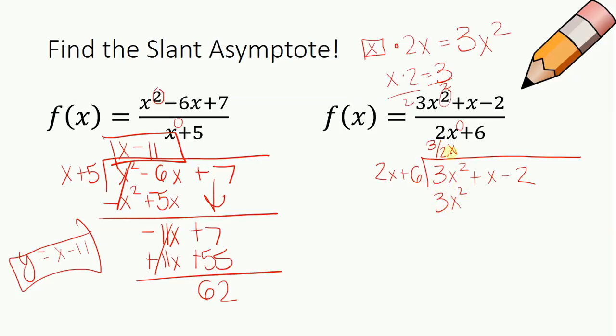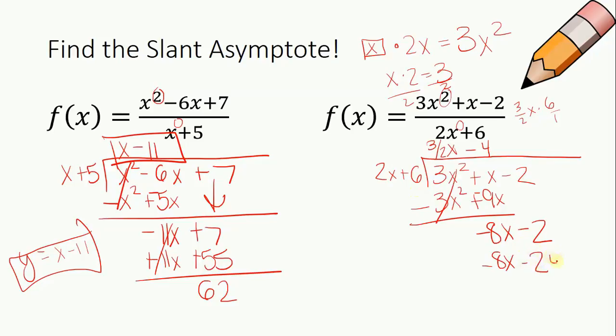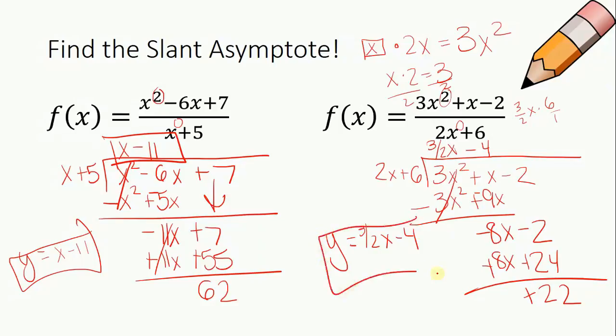So actually it's going to be 3 halves x times 2x should give us 3x squared. Okay? 3 halves x times 6, that's 18 over 2, 9x, right there. Let's subtract, so change signs. I'm going to get negative 8x minus 2. So something times 2x needs to give me negative 8x. That's a negative 4. And then negative 4 times 6, that's negative 24. Change some signs. Positive 22. So my slant asymptote is 3 halves x minus 4, right there.